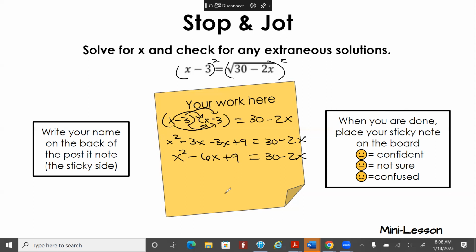Now we still want to solve for x. And we have this squared. So we're going to move everything to one side so that we can either factor or graph to see what the solution is. So we're going to move that 2x to the other side.